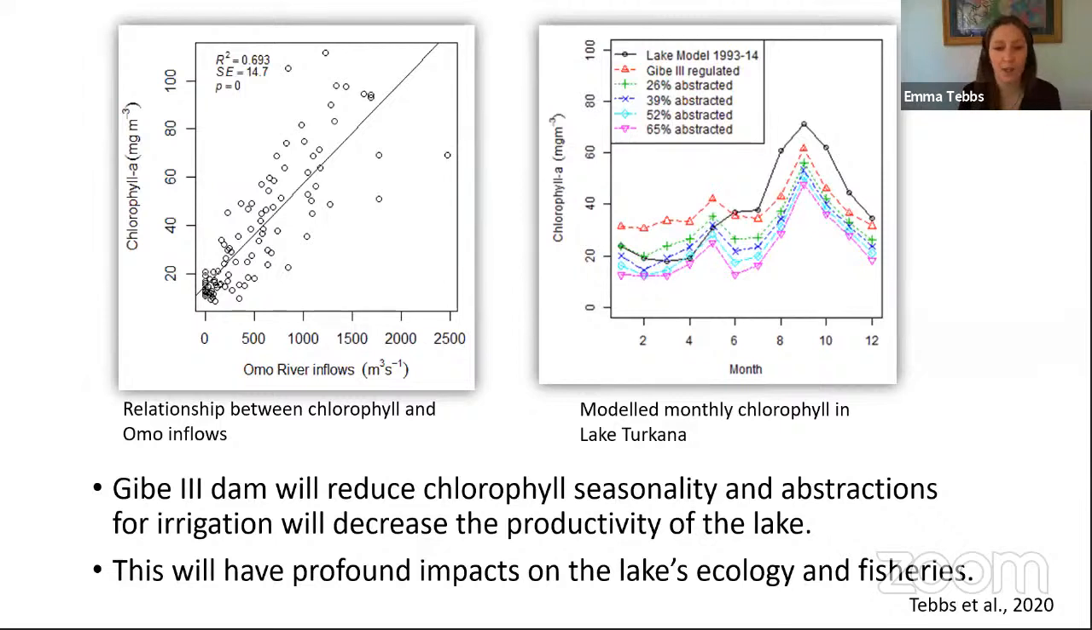We also looked at the impact of irrigation abstractions. There are plans to develop commercial agriculture that will use large volumes of water from the Omo River. We looked at the impact of that and found that it would cause a reduction in chlorophyll. So both the dam and these potential irrigation abstractions will have a profound impact on the phytoplankton concentrations in the lake, and therefore also on the fisheries which local communities depend on.